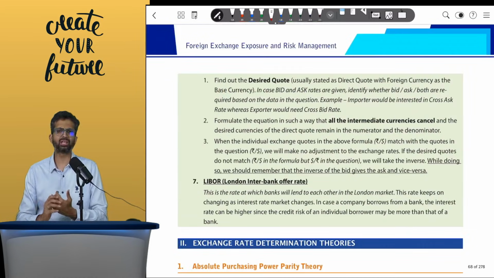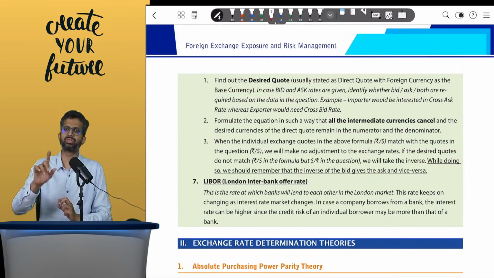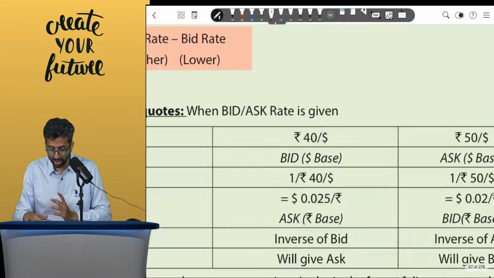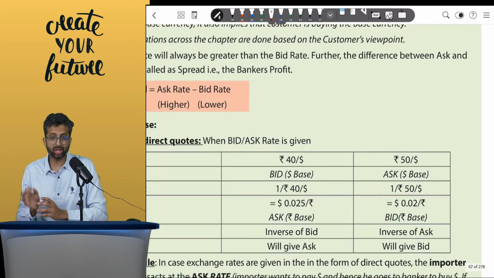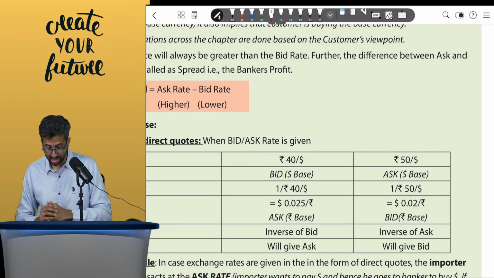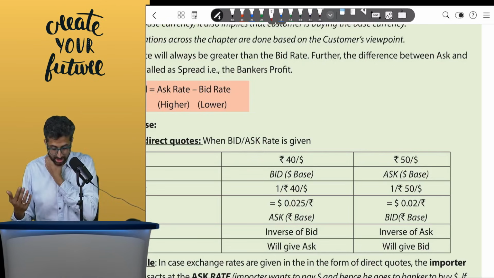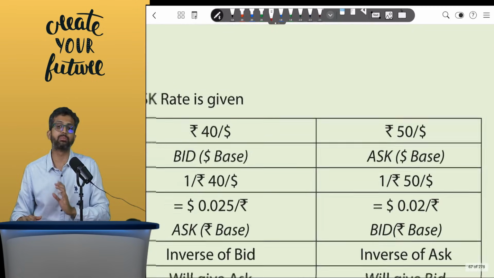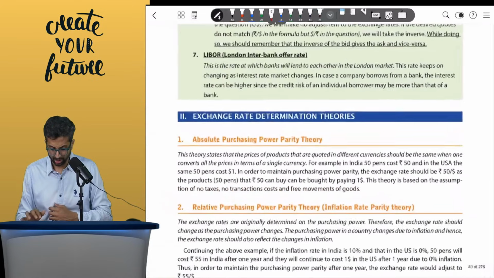Now, an important thing that you need to remember is the inverse of the bid will give you the ask, and the inverse of the ask will give you the bid. But while you are doing so, remember, when you look at a 40 and 50 rate for the dollar, 40 is the bid, for the dollar, 50 is the ask. But when you take the inverse, you will have rupees as the base currency. So 0.025 is the ask rate for the rupees, but 0.02 is the bid rate for the rupees. So it gets interchanged. Okay.